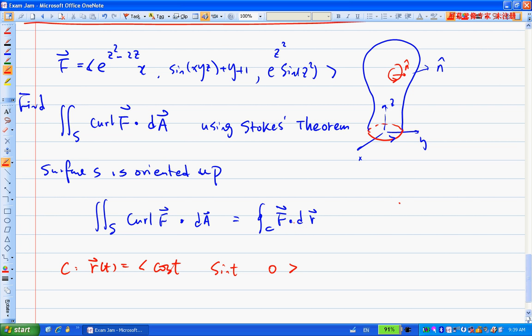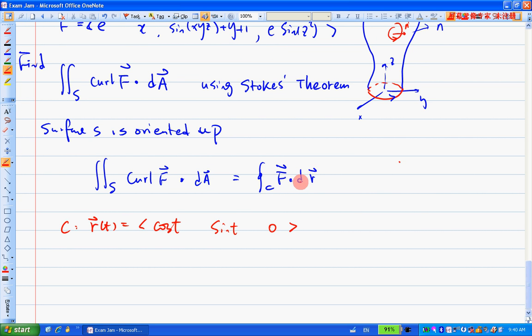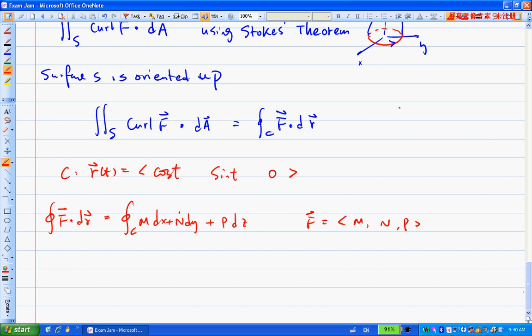Now back to this line integral. There are different ways of evaluating a line integral. If you look at our lecture notes, the formula sheets, there's another way, where the other formula is the integral over C of M dX plus N dY plus P dZ, where M, N and P are the components of the vector field. So that's another formula you can use. But if you don't want to use this formula, if you go directly from here, it's the same thing.